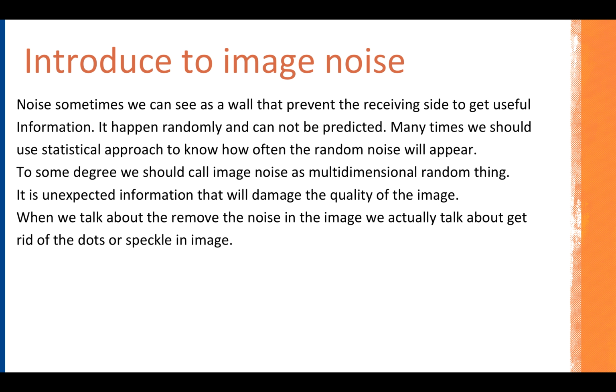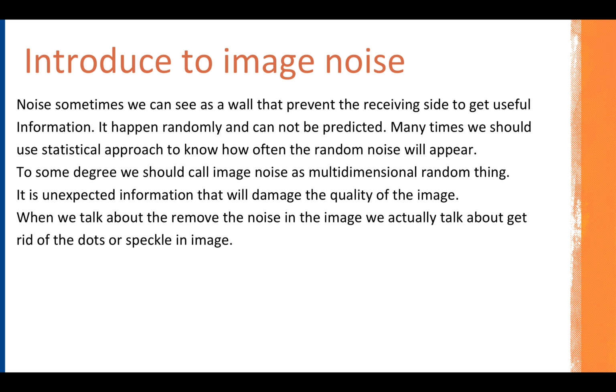First, I want to introduce image noise. Noise sometimes we can see as a wall that prevents the receiving side from getting useful information. It happens randomly and cannot be predicted. Many times, we should use a statistical approach to know how often the random noise will appear. To some degree, we can call image noise a multi-dimensional random thing. It is unexpected information that will damage the quality of the image.